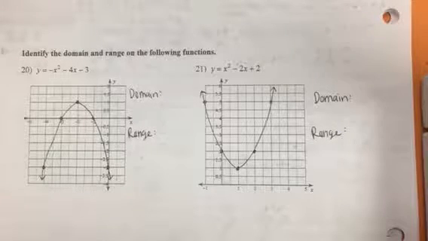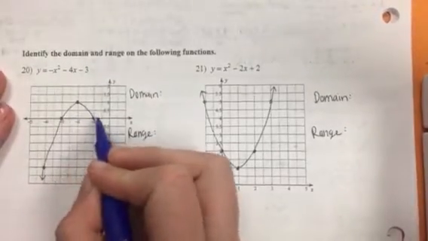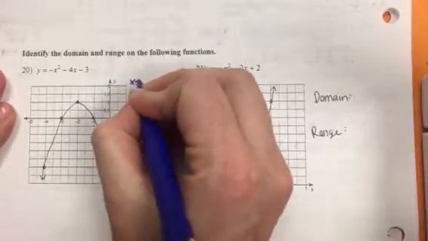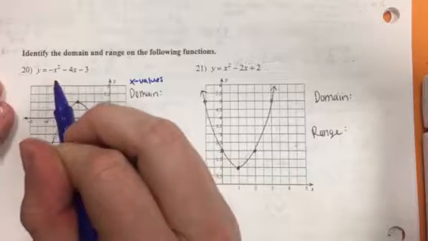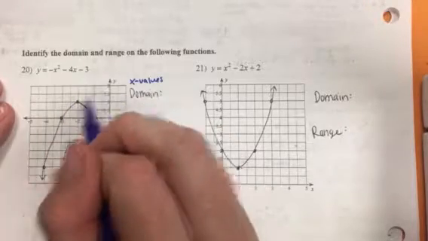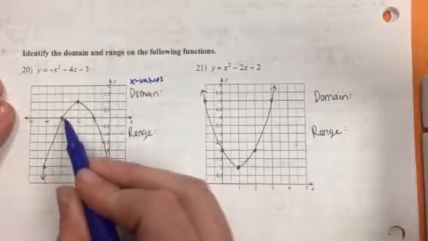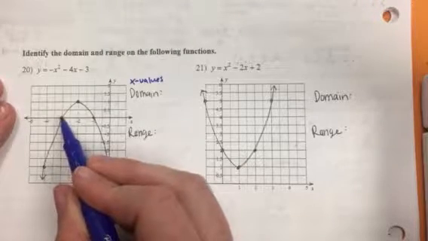Alright, now we're going to do domain and range. So when I look at the domain of my graph, I'm looking at the x values. So any x value that I can plug in and give me an output, that will work. So if I plug in -3, it touches my graph, so it would count.